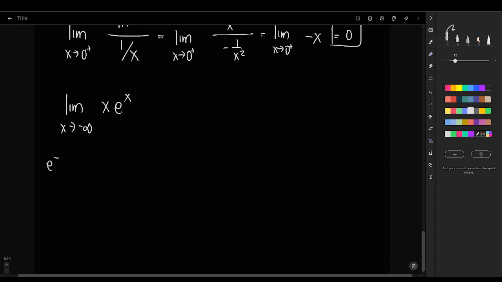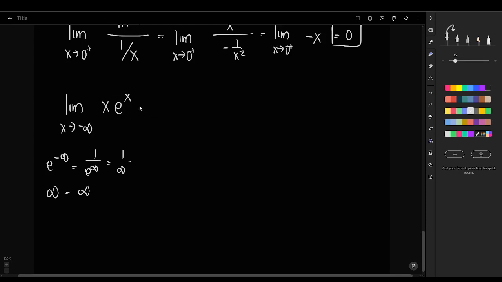So, e to the power of negative infinity is 1 all over e to the power of infinity, and this is 1 all over infinity. So this may be 0, no? And x is just infinity. Infinity is infinity. So you're not sure when you plug in the values here.